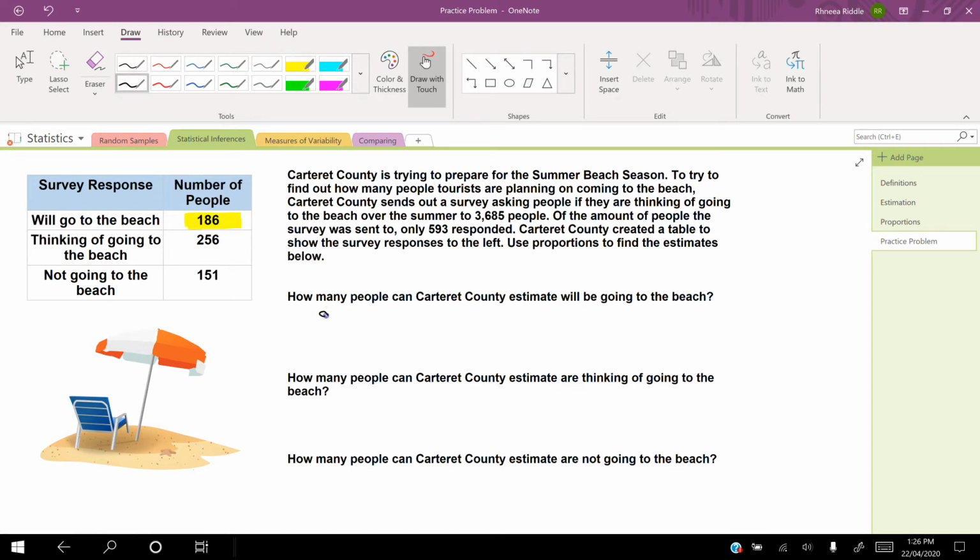So people going is 186. And this is going to be over how many people responded to the survey. So we're going to use R for that. So again, the question itself, the information it gave us, said that 593 responded. So now that we have our proportion for how many people said they were going to the beach out of how many people responded, we're going to set this proportion equal to how many people we think are going to go. So that's going to be G because we don't know that yet. And that's what we're trying to find out.